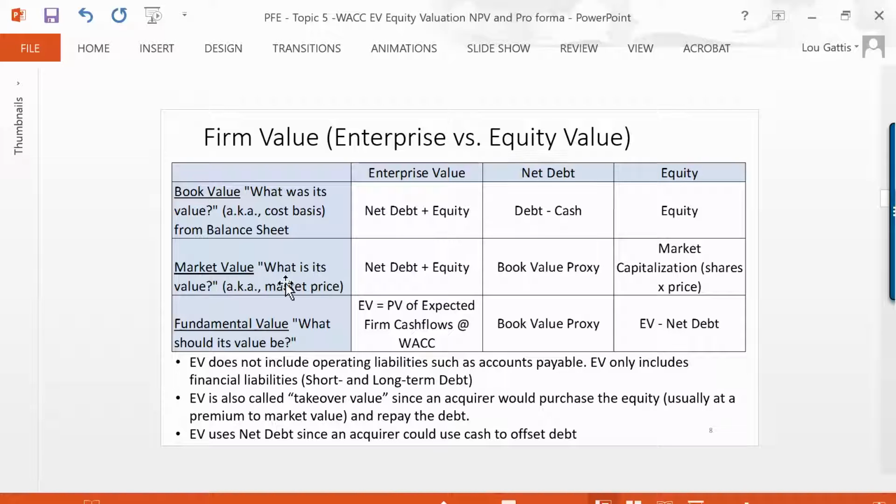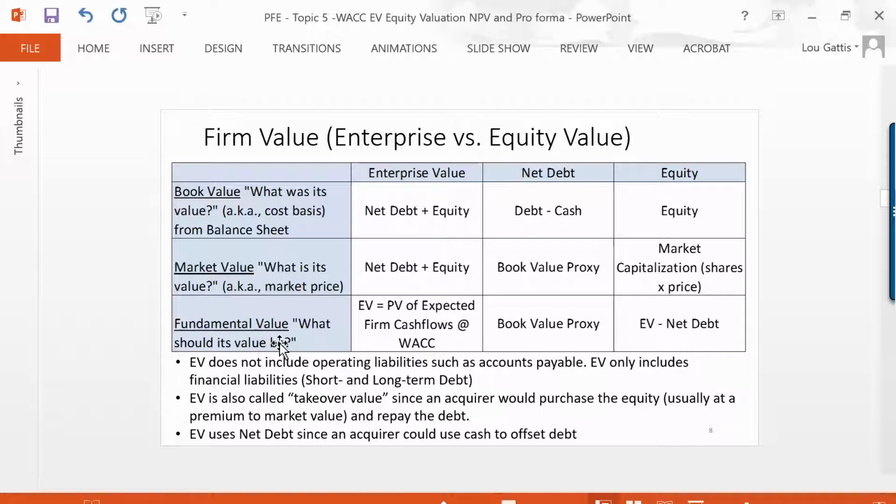Now market value is different than book value. It's not the historical value of it. It is what is it selling for in markets. Now for stock, that's pretty easy. I can just take the number of shares of the stock times the current market price of the stock. For Walmart, that would be on the NYSE, and get the total selling price of the stock. Now it's impossible to really get the market price of bonds, and you just hope that the book value is close enough, so we call that a proxy. So we can take the net debt plus the market value of the stock, and we can call that the market value of the enterprise.